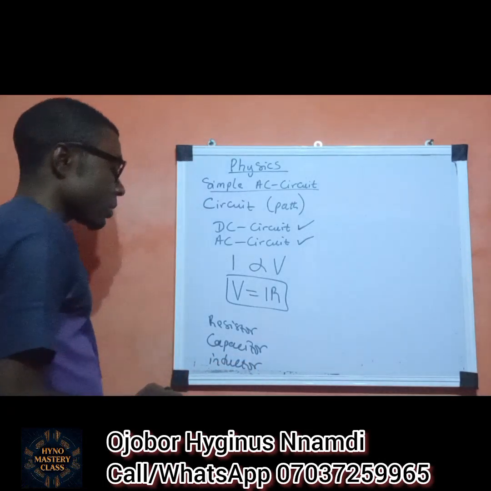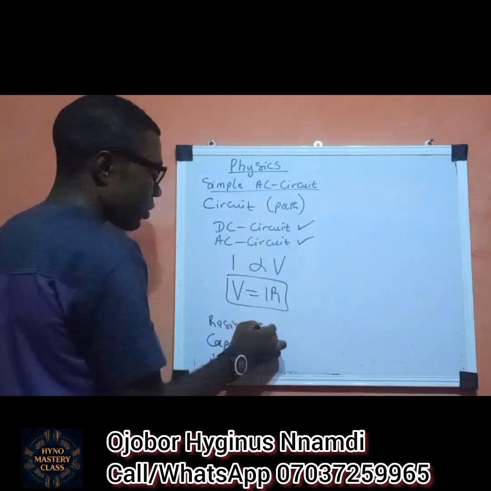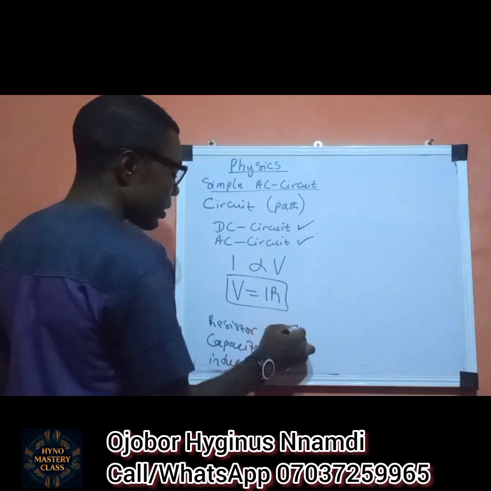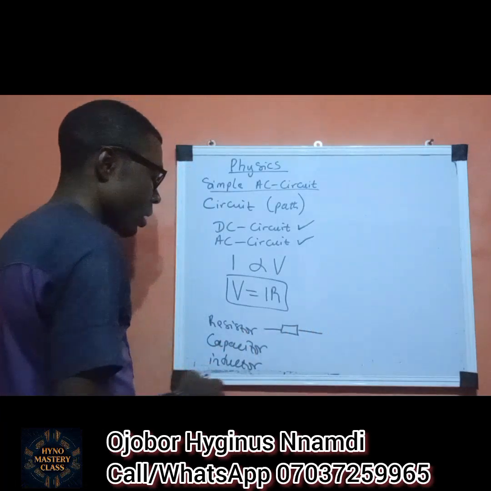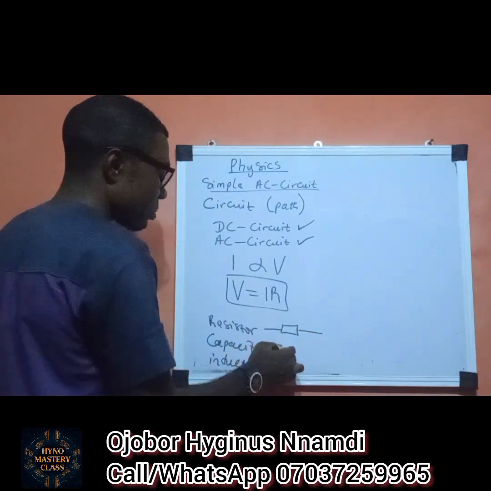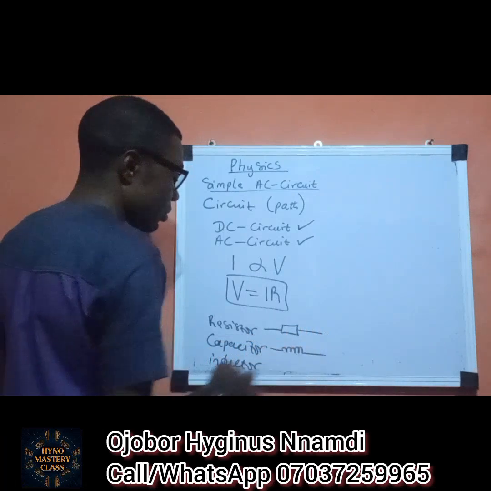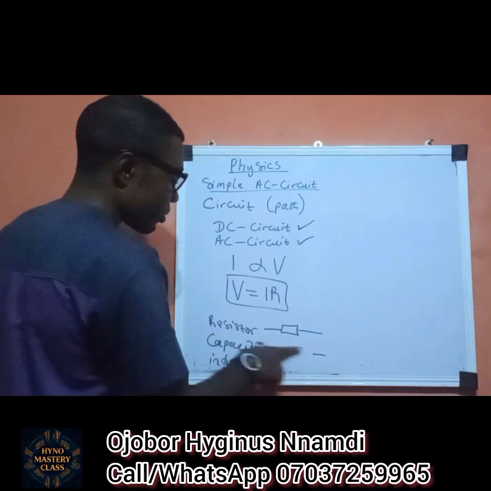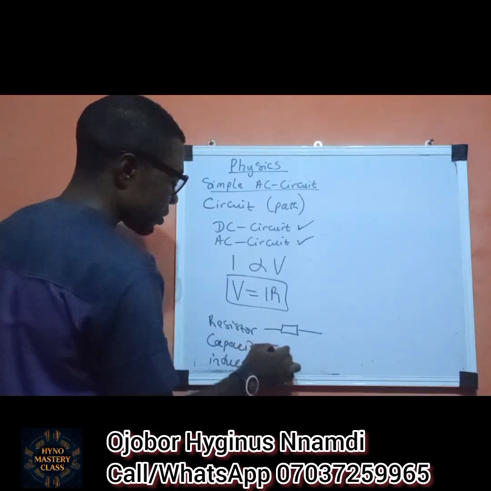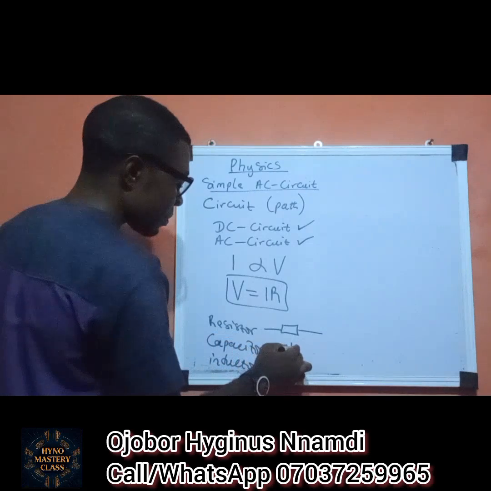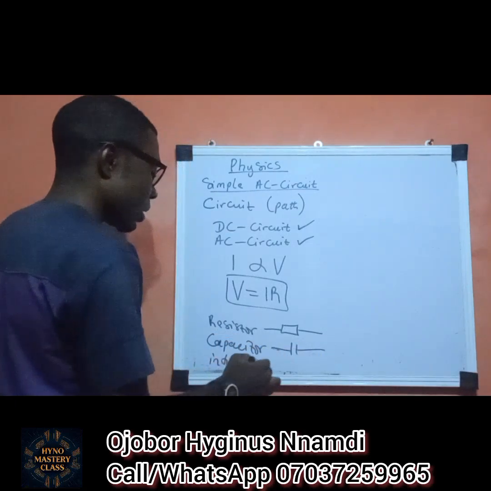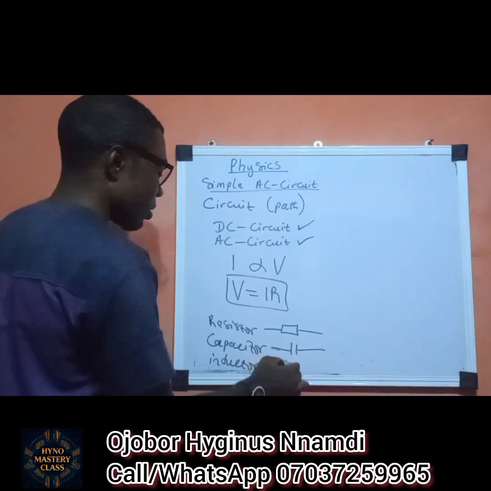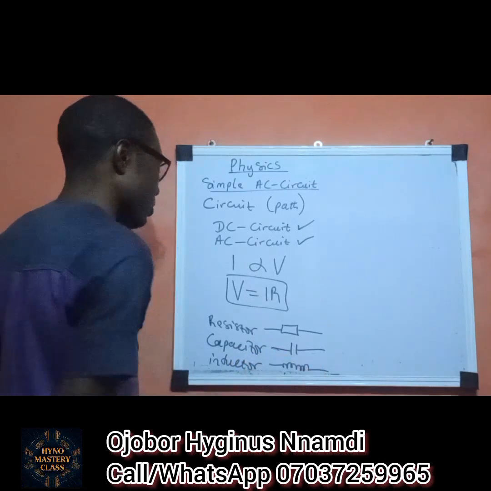The resistor, the capacitor, and an inductor. If you come to a circuit and you see something like this, it stands for a resistor. If you see something like this, it stands for an inductor. Capacitor is represented with this symbol. And if you see something like this, a coil, this is an inductor.